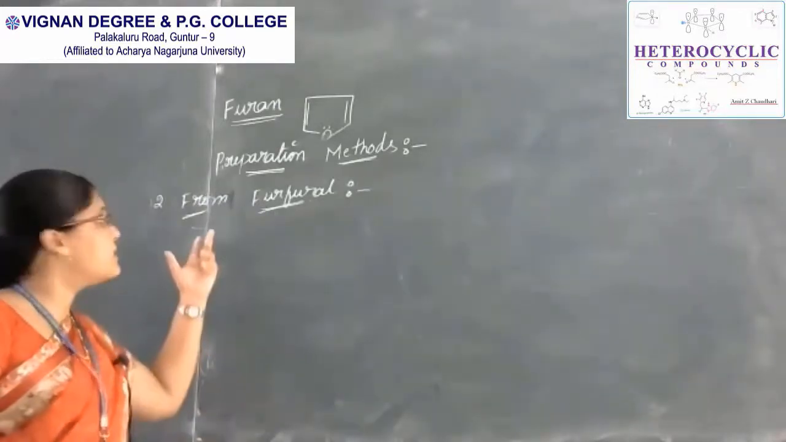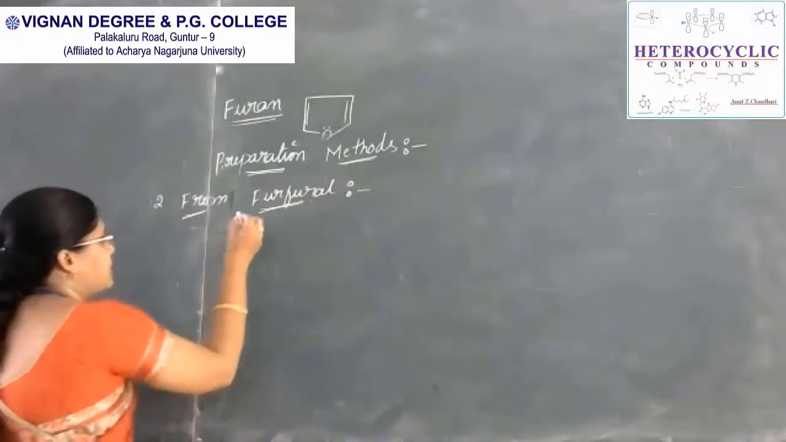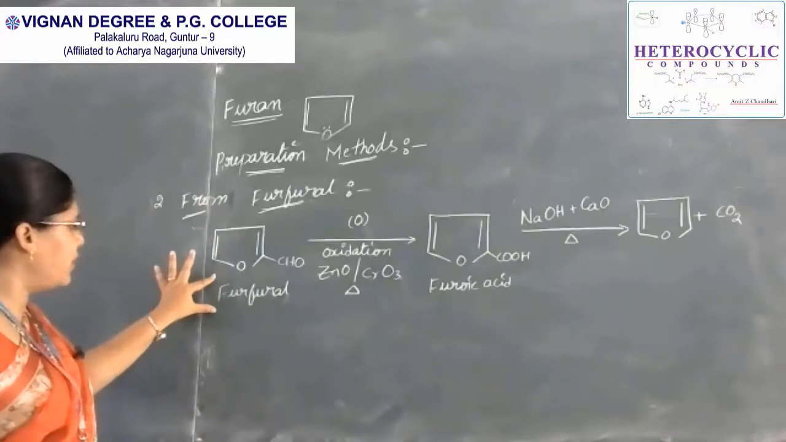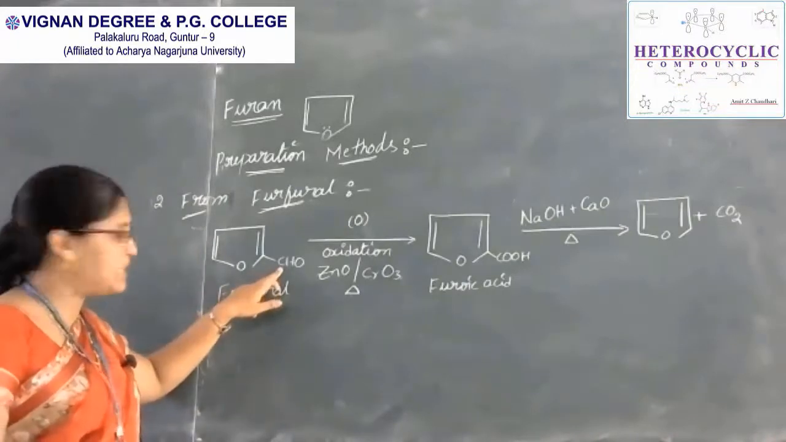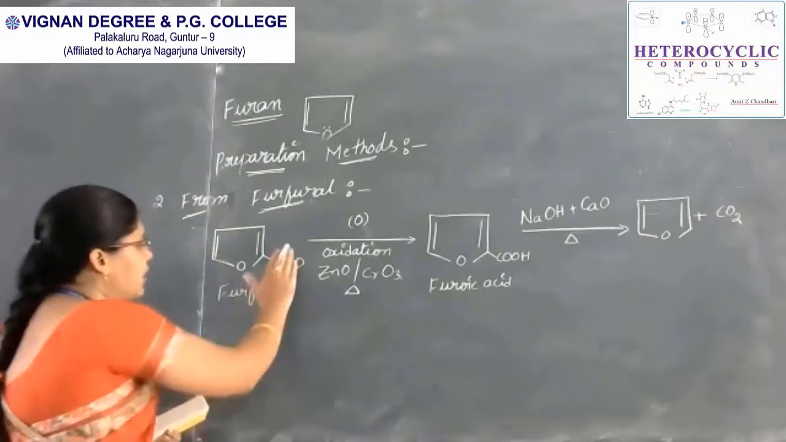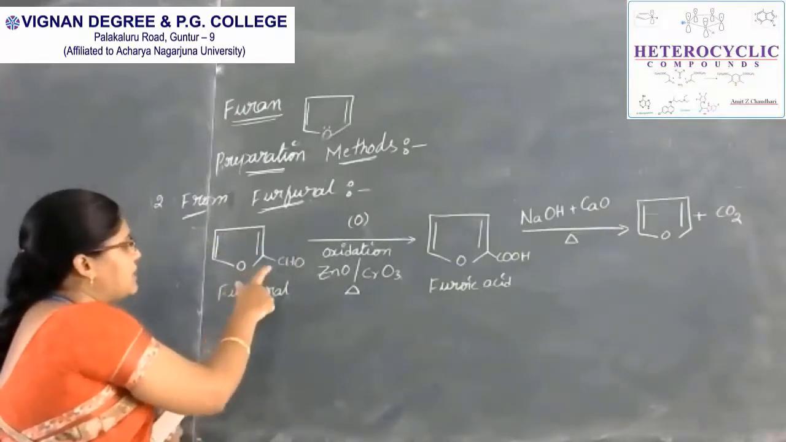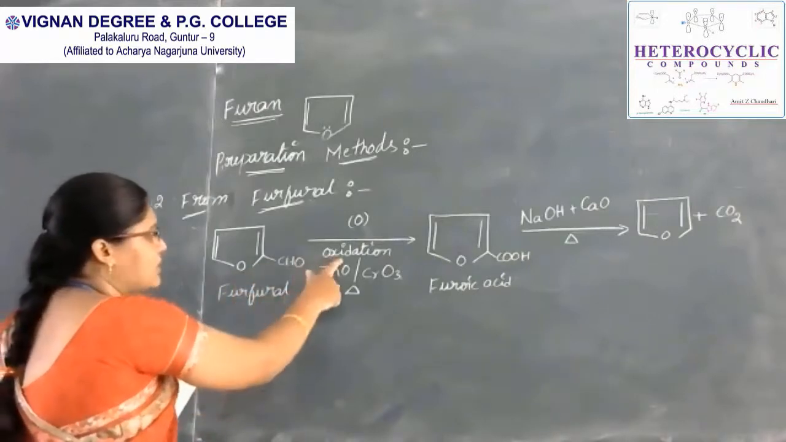Second preparation, that is from furfural. Let us see the equation. Furfural means a formyl group is present at the second position of the furan. If you remove this formyl group, we get furan. For this, furfural undergoes oxidation.